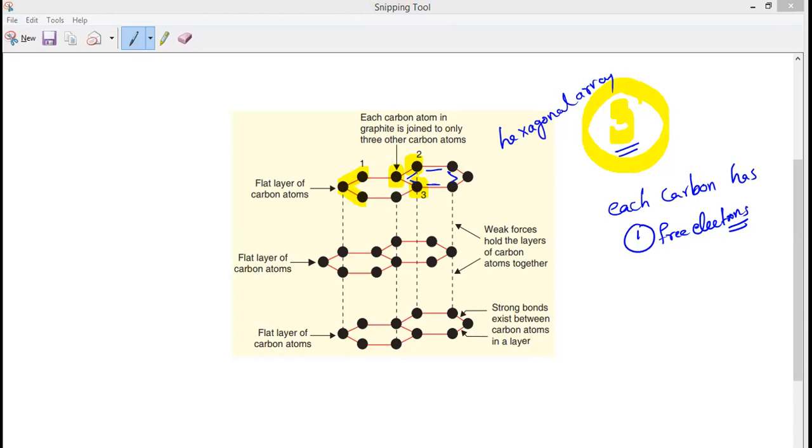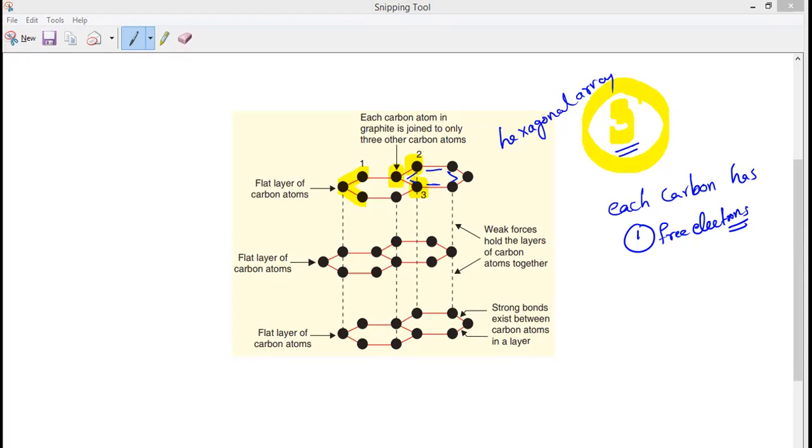All of you understand? One of the bonds will be a double bond. That is the reason the valency is satisfied, but still one electron will be there in each carbon. That is the reason graphite is a good conductor of electricity. Is it okay, everybody? All of you understanding or not?